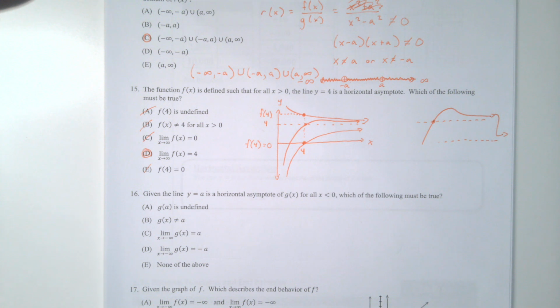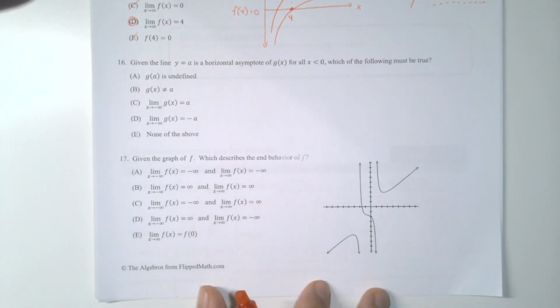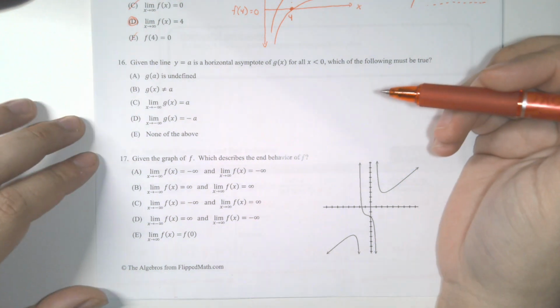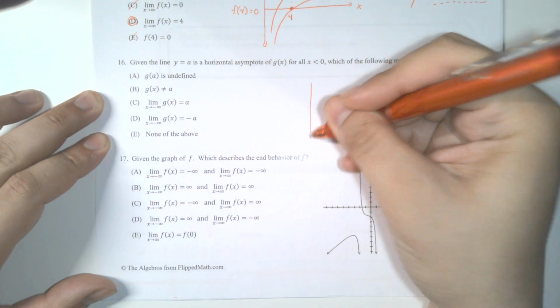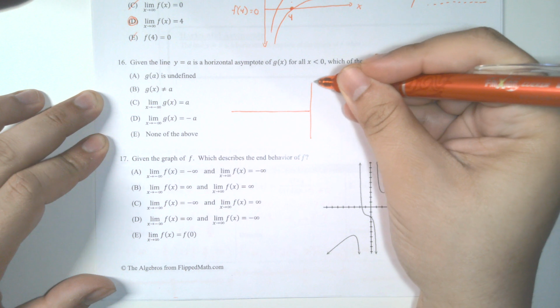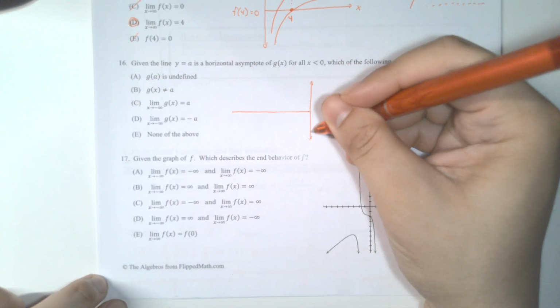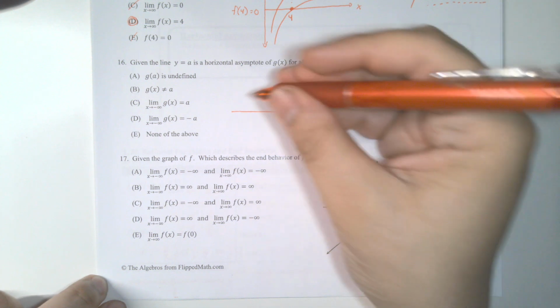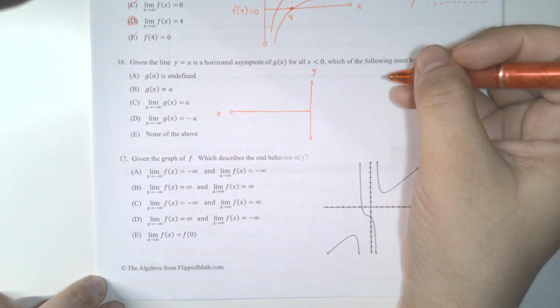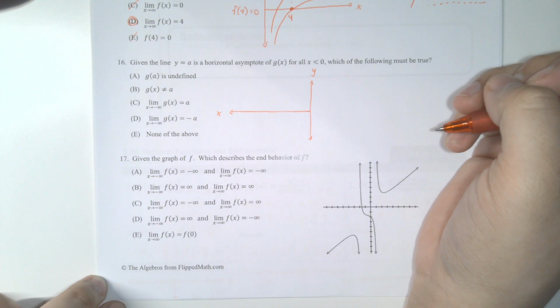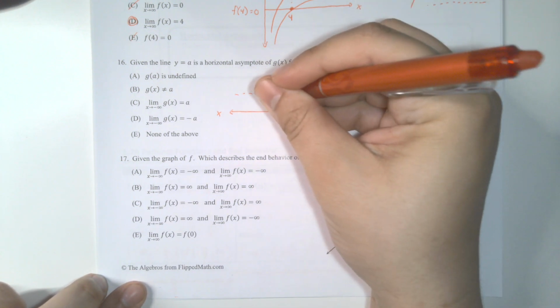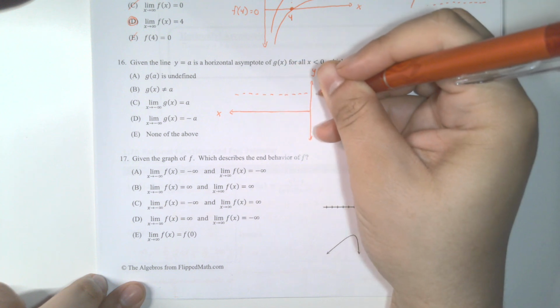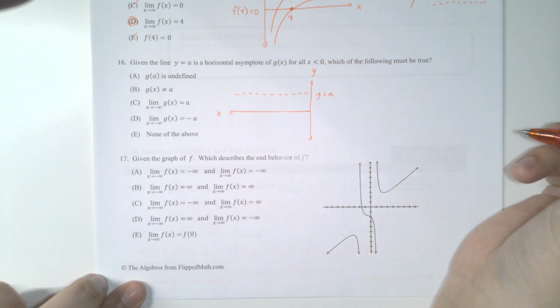Anyways, let's move on to question 16. We're given the line y is equal to a as a horizontal asymptote of g of x for all x less than 0. Which of the following must be true? So this is similar to the previous question. Now we don't really know what's happening on the right-hand side of this function. We just know that on the left-hand side of the y-axis, we have a horizontal asymptote at y equals a, and so it doesn't really matter where a is. This should be perfectly fine if we put y equals a right there.